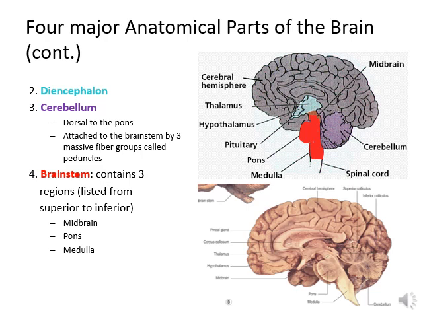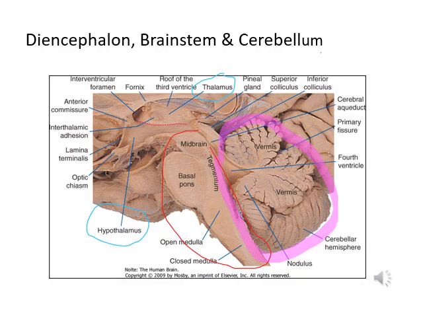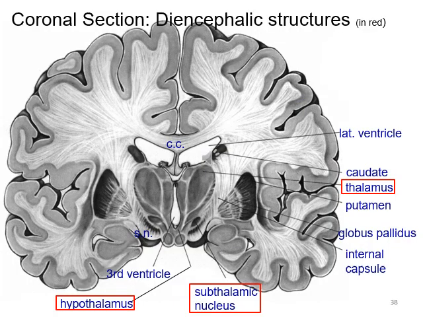The fourth part is the brainstem, colored red. The brainstem contains three parts, from superior to inferior, called the midbrain, the pons, and the medulla. This picture gives you a clearer view of the relationship between the diencephalon, the brainstem, and the cerebellum. This is another picture which shows the diencephalic structures. You can see the thalamus, the subthalamus, and the hypothalamus. And this is a coronal section of the brain.